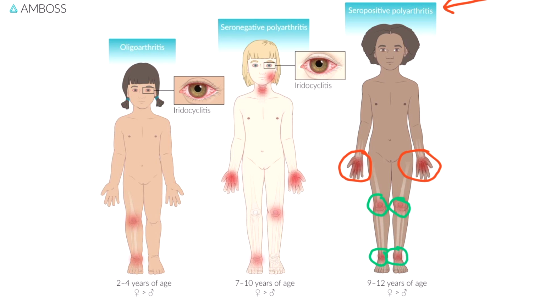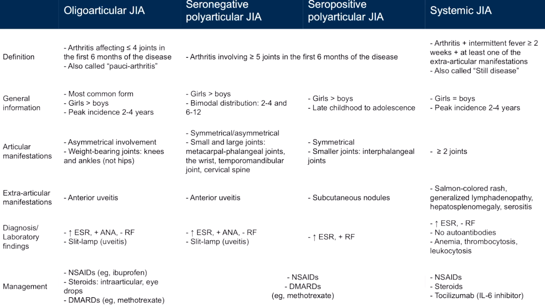It's important to note that seropositive polyarticular JIA is not associated with anterior uveitis like the other two types we just discussed. Instead, subcutaneous nodules called rheumatoid nodules on the extensor surfaces of elbows and the Achilles tendon can be present. Lab tests will show an increased ESR and positive rheumatoid factor. Similar to the seronegative type, it's managed with NSAIDs and DMARDs such as methotrexate.